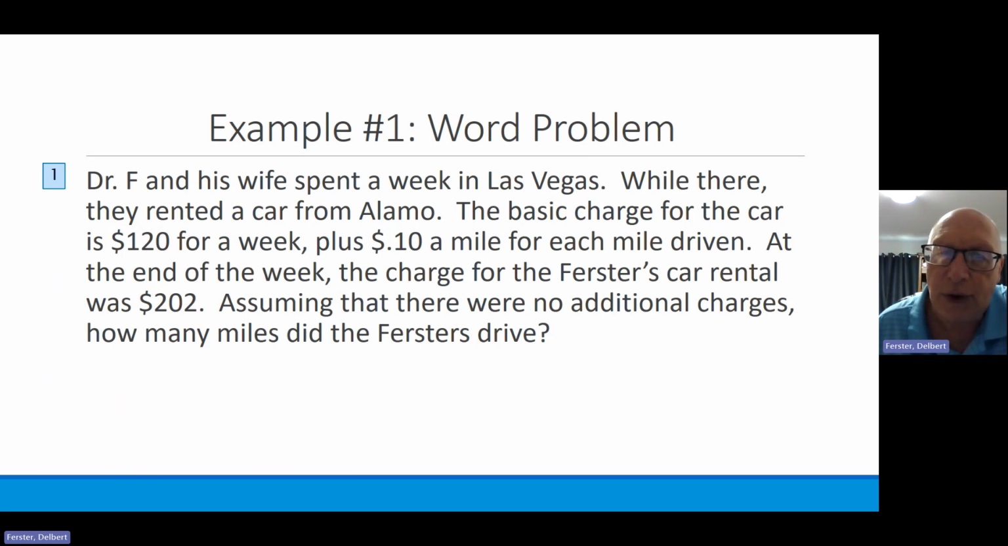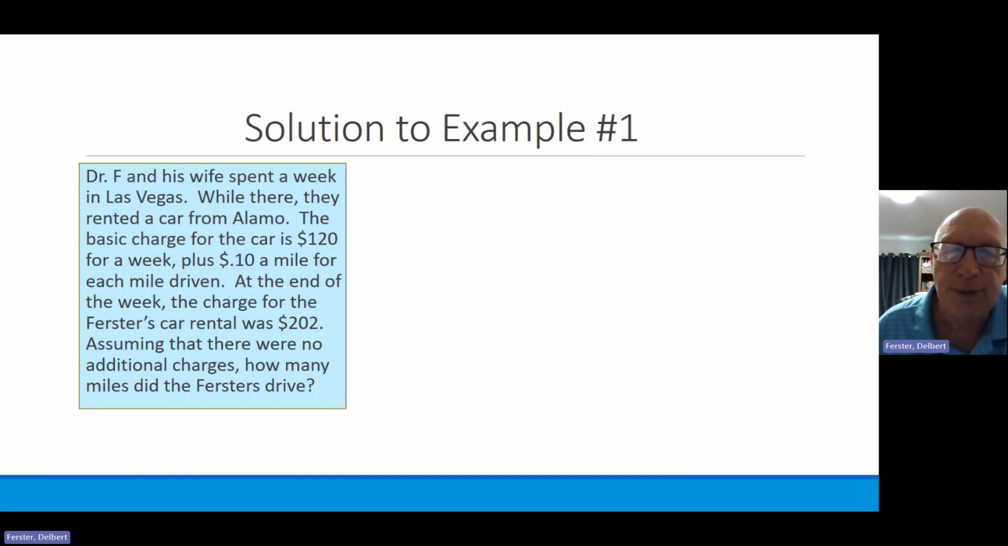It's a flat charge of $120 for the week that we're going to have it, and it's 10 cents a mile for every mile that we tend to drive. Okay, and the question says, at the end of the week, the charge for the rental car was $202. How many miles did the Firsters drive? So a lovely little blue text box there keeps the problem in front of us.